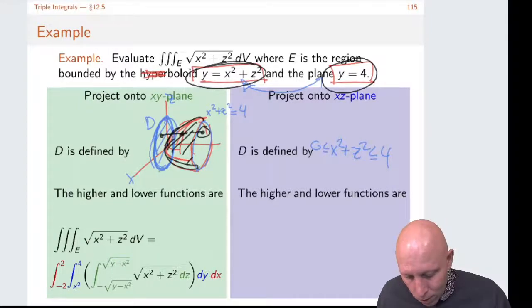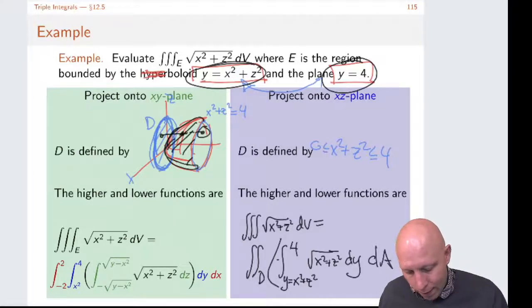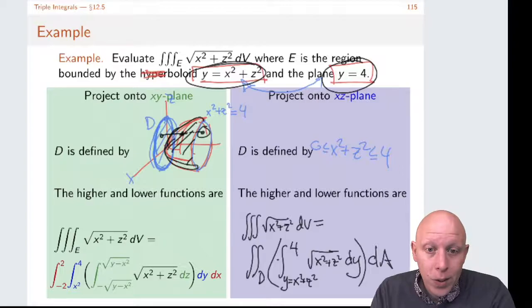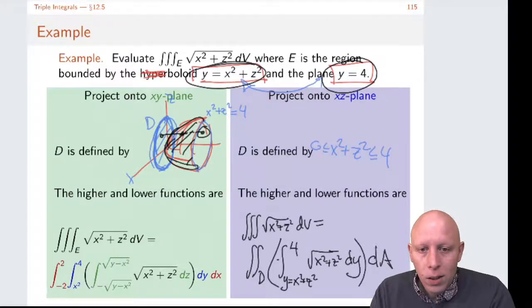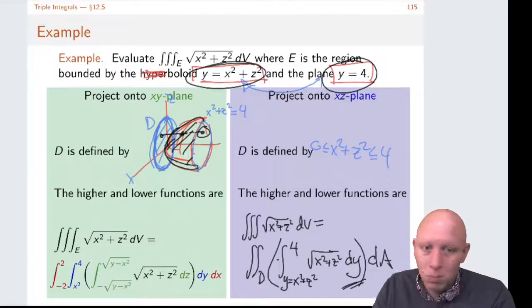And so if we're setting up this triple integral, then the triple integral of square root of x squared plus z squared dV is equal to the double integral over our circle times the single integral where y goes from x squared plus z squared up to 4 of square root of x squared plus z squared dy and then dA. All right, so now we have an integral, and we can do the inner integral, right? There's no y available, so let's now do that integral.